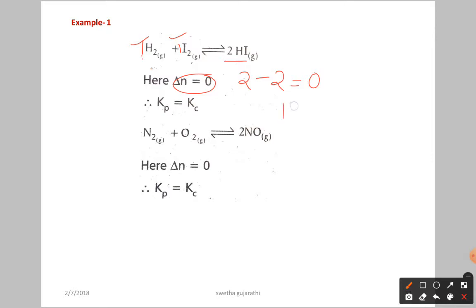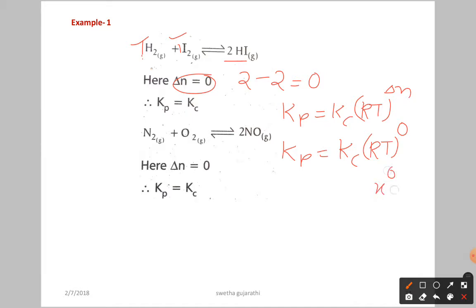Now let us see the relation between Kp and Kc. Kp equal to Kc RT to the power delta n. Here delta n is 0, so if you substitute 0, Kp equal to Kc RT to the power 0. As you know very well, any x to the power 0 equals 1. So now Kp equal to Kc.